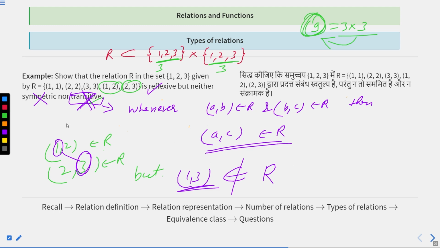So simply, we contradicted the definitions of symmetric and transitive to show that it is neither symmetric nor transitive, and it is reflexive. I hope that you got the proof. Let us move to the next.